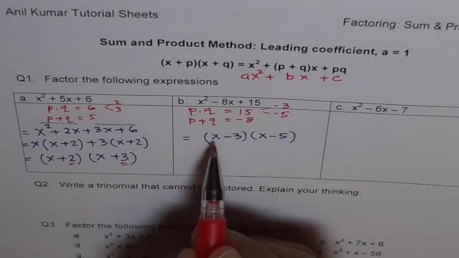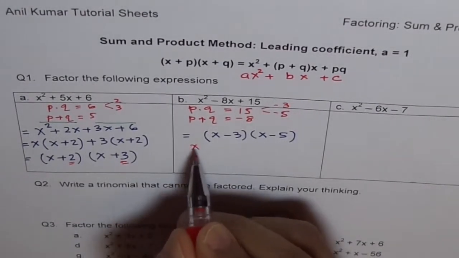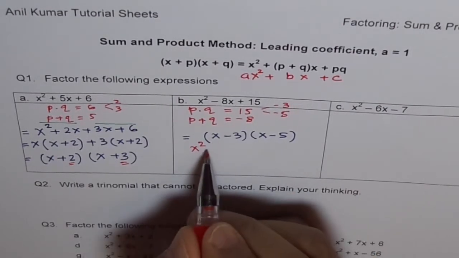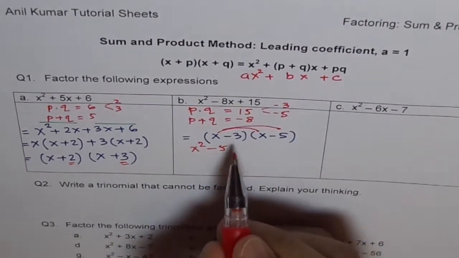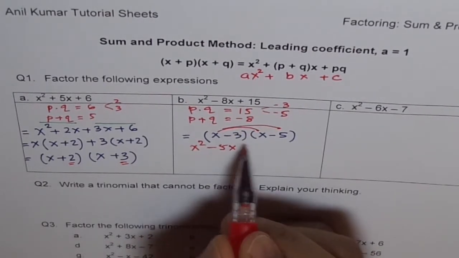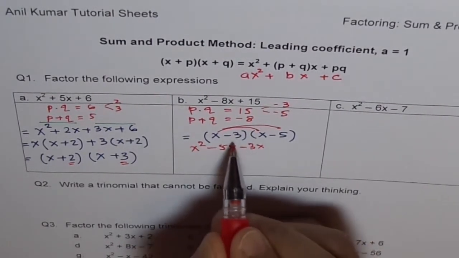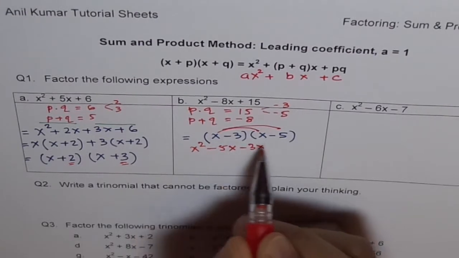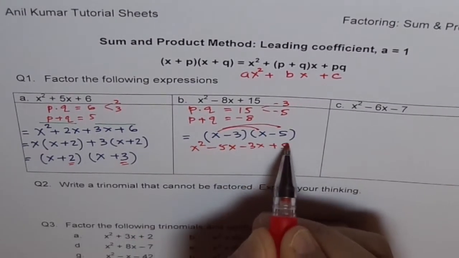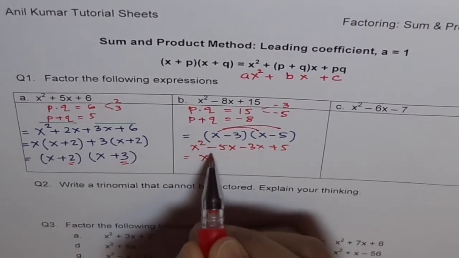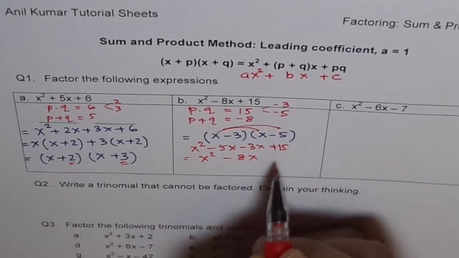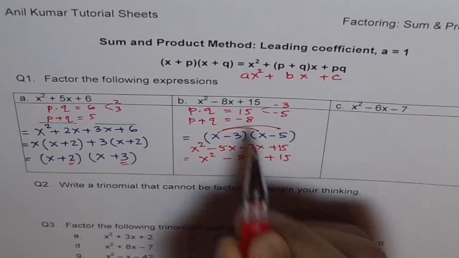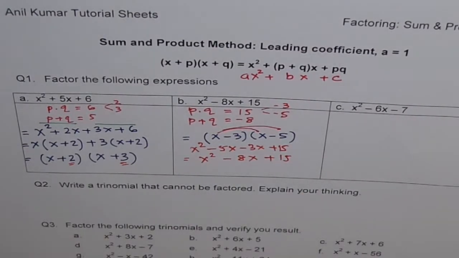x times x is x squared. And this is minus 5x. So I'm multiplying this with both, correct? And then minus 3x. When you multiply minus 3 times minus 5, it is plus 15. And this is equal to x squared minus 8x plus 15. Do you see? We get the same result. Perfect. It works, and it will work all the time.